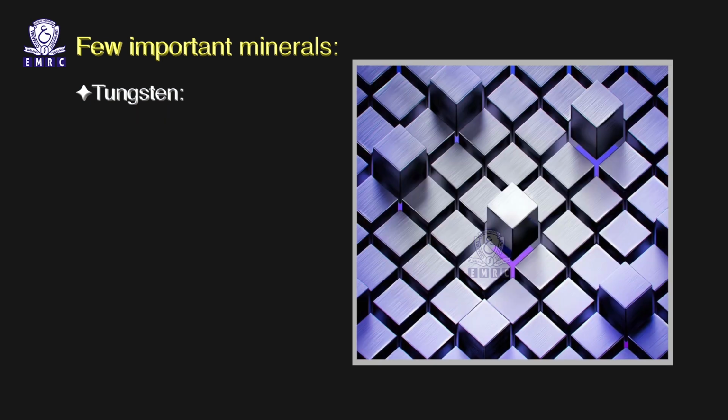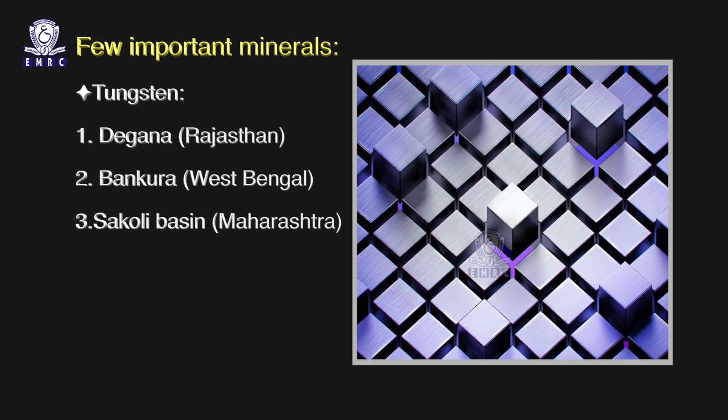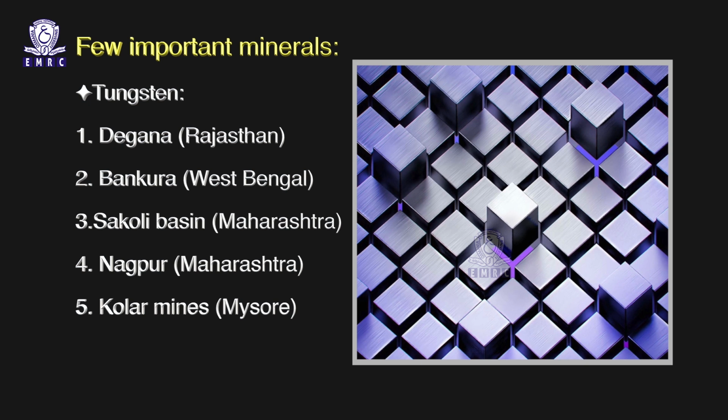Tungsten deposits are found at Degana near Rawat Hills in Rajasthan, Bankura district of West Bengal, Sakoli Basin in Bhandara and Nagpur districts of Maharashtra, and Kola mines in Mysore. It is also found in Chittor and East Godavari district of Andhra Pradesh, Ahmedabad district of Gujarat and Singhbhum district of Jharkhand.